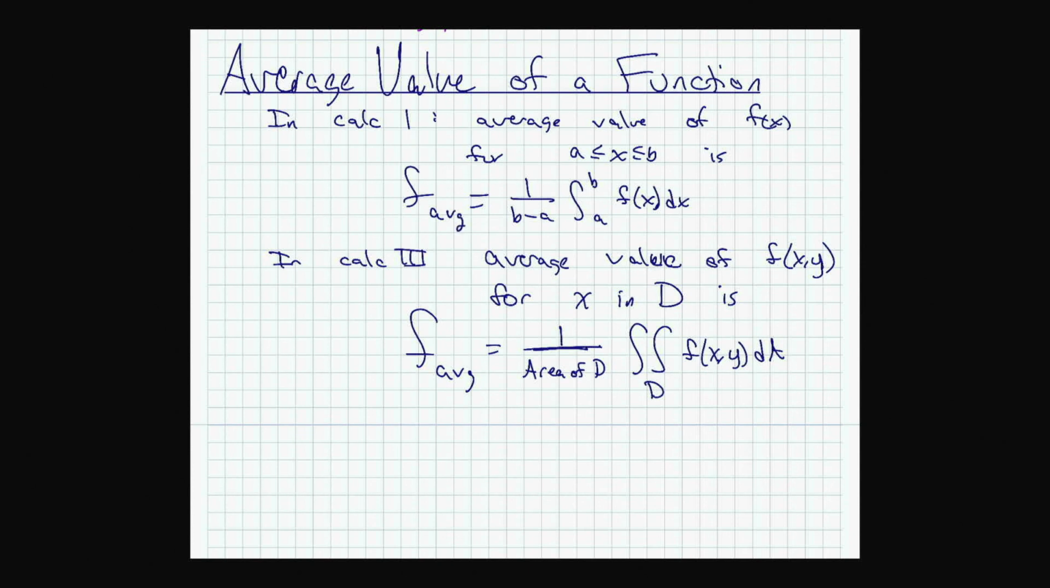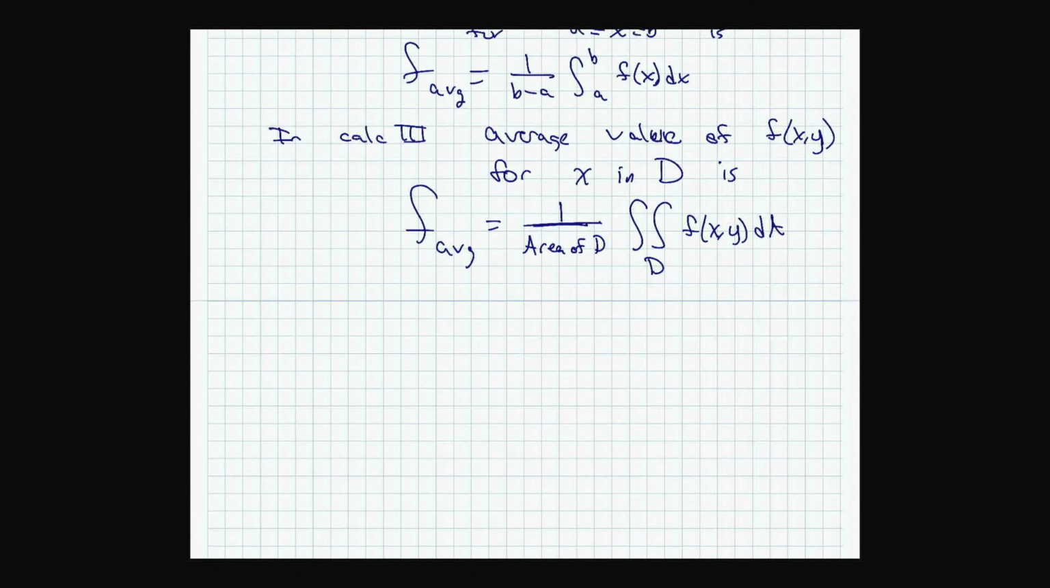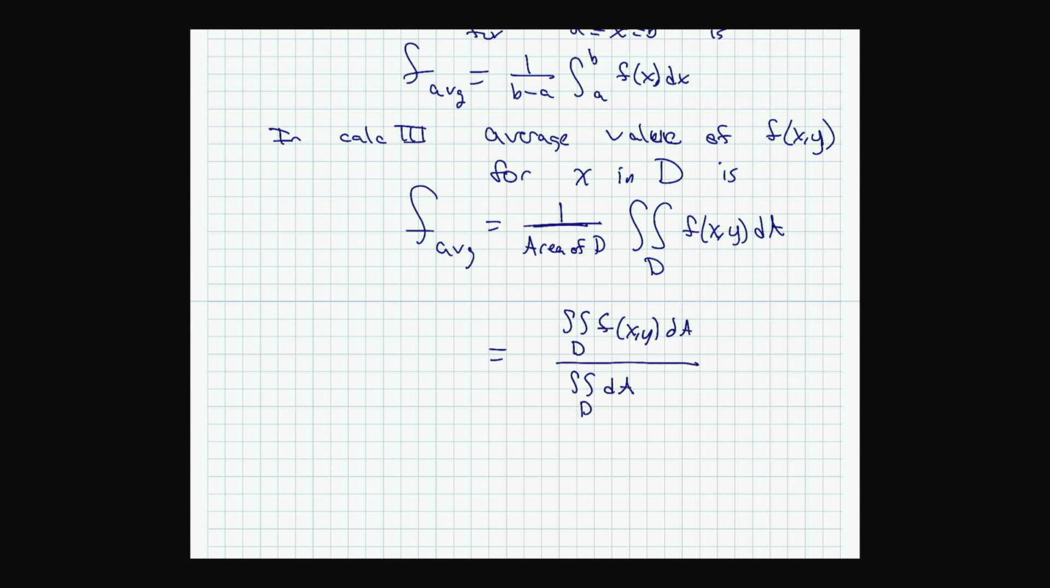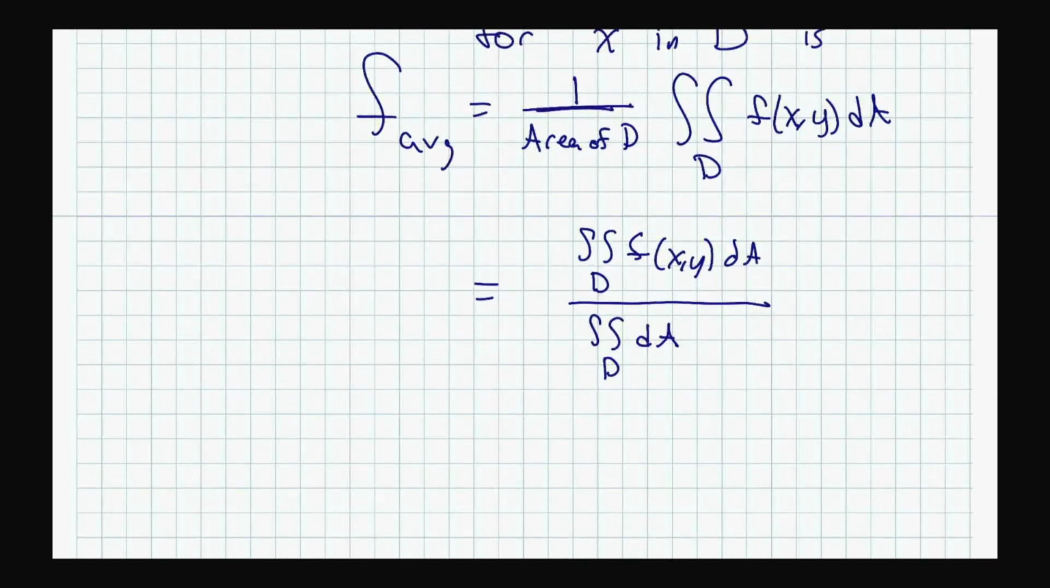But then what is the area of D? Remember that the area of D is an integral. So actually this is the integral over D of f of x y dA over the integral over D of just dA. So you actually have to do two integrals in order to solve this. Unless you're in the previous section, in which case the area of D is a rectangle, and there's easier ways to calculate the area of a rectangle than with an integral.